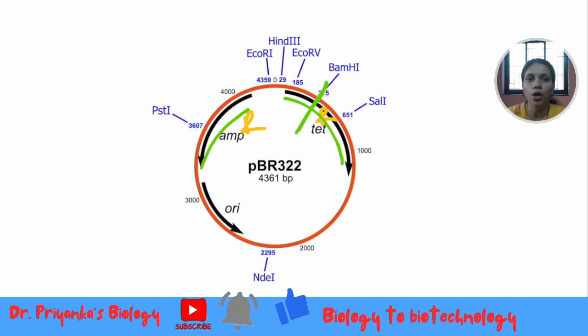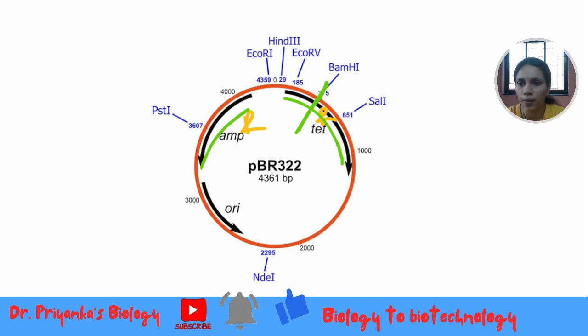Fine. So such a method by which the functional gene is inactivated by incorporating or inserting the gene of interest within the sequence of the gene present in the plasmid is called insertional inactivation. So this is one of the methods that is used for identifying the recombinants from the non-recombinants. Apart from insertional inactivation, we have some more methods.